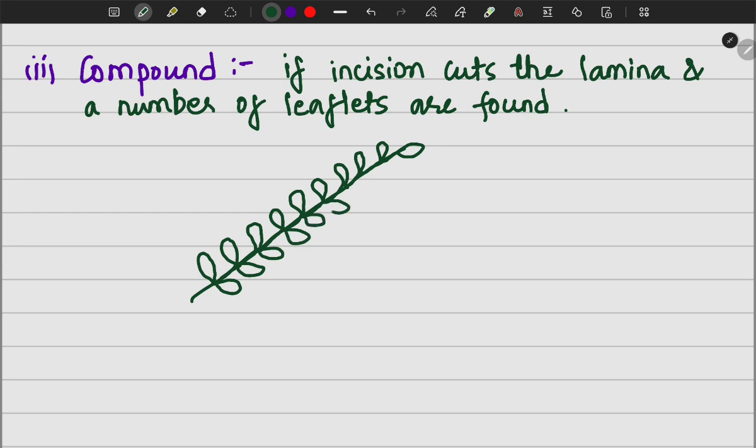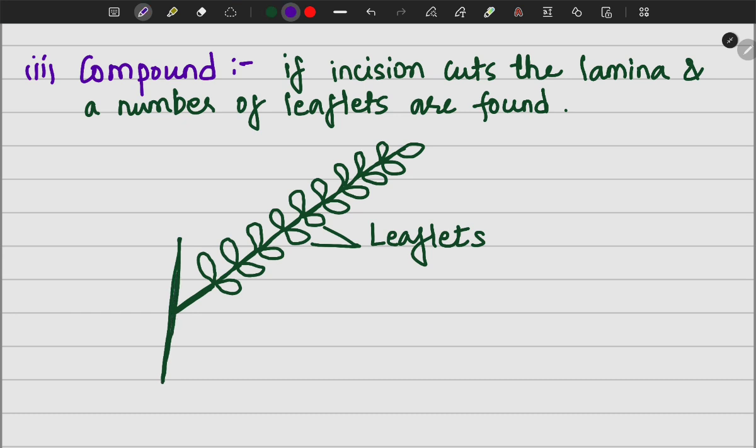So the incision has cut a single leaf into these number of leaflets. They are not leaves, they are leaflets. What is the difference between a leaf and a leaflet? We studied that a leaf is always accompanied by an axillary bud at its axil. So an axillary bud would always be present at the axil of the leaf.